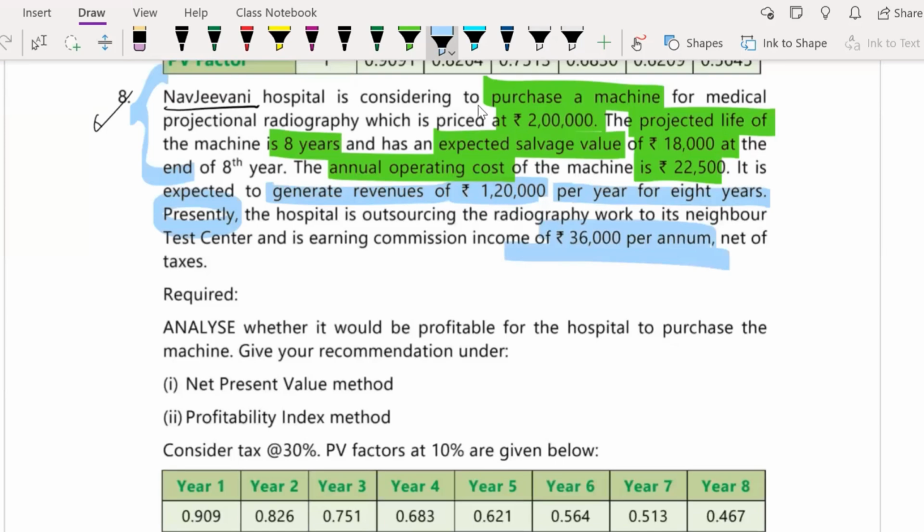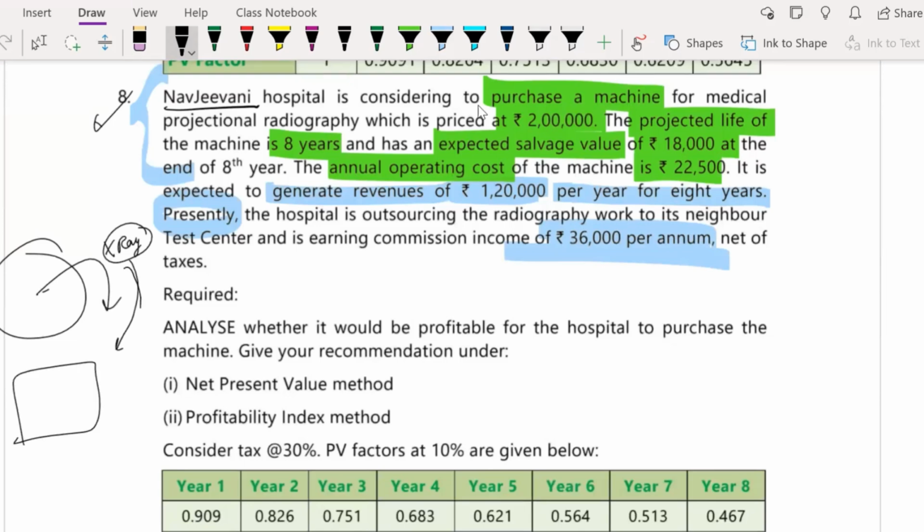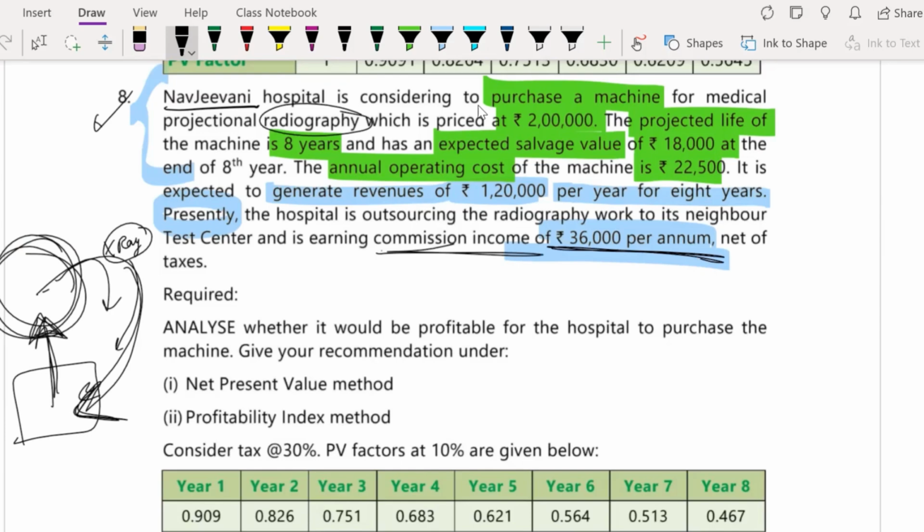So here, take a hospital. The hospital can have its own X-ray machines, or it can have a tie-up with a dealer and tell the patients to go and take the X-ray there. If this hospital tells the patients to go and take X-ray at a particular center, then the center will pay this hospital a commission for sending the patients to them. So since the hospital did not have this radiography machine, it was sending patients to someone else and earning a commission income of 36,000 per annum.